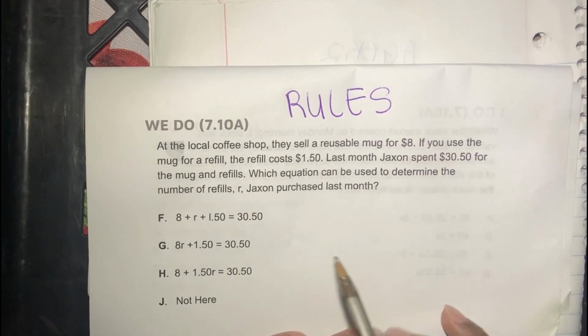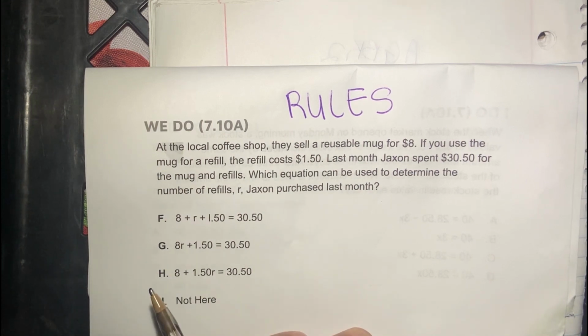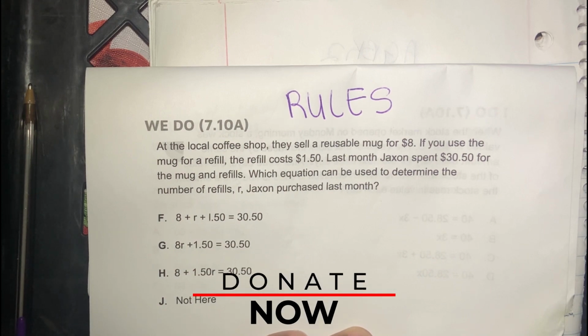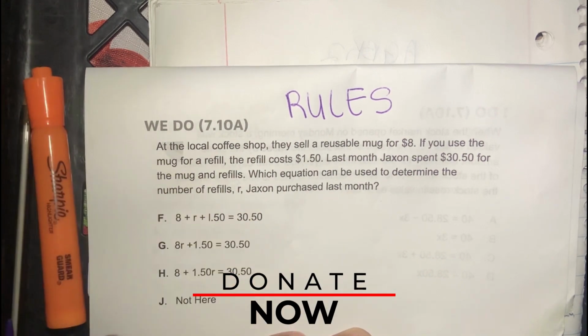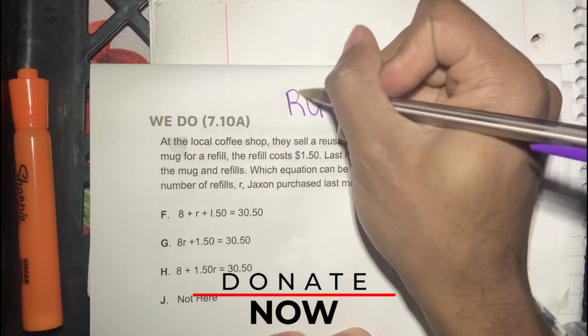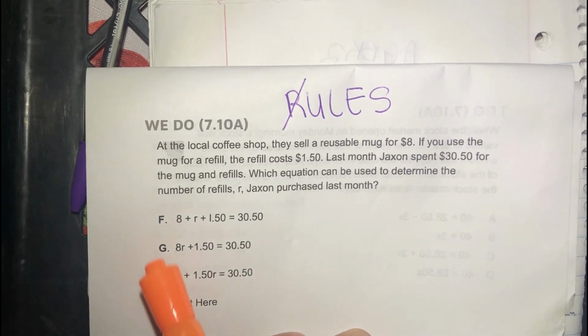All right, we do 7.10a. At the local coffee shop, they sell a reusable mug for $8. If you use the mug for a refill, the refill costs $1.50. Last month, Jackson spent $30.50 for the mug and refills. Which equation can be used to determine the number of refills Jackson purchased last month? Okay, so we read the entire word problem.